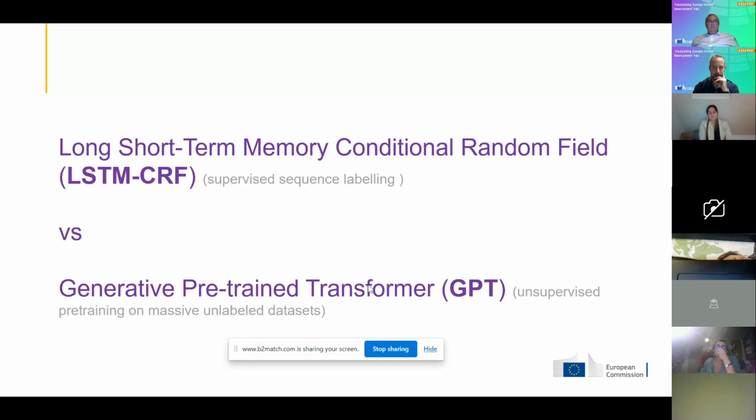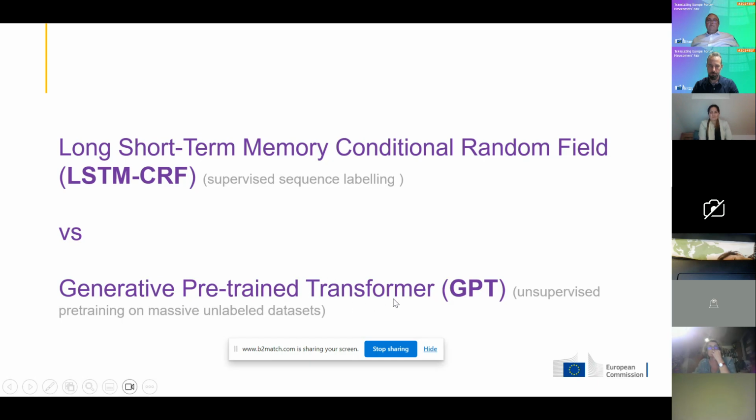Let's compare a little bit what we have done. We use this LSTM-CRF, which is a much simpler architecture compared to the generative pre-trained transformer, GPT, the kind of models like ChatGPT, Gemini, all these famous models nowadays. Our model is quite simple. If I dare say so, it's half as complex as the transformers because it's just an encoder, and the transformer architecture is based on an encoder and a decoder.